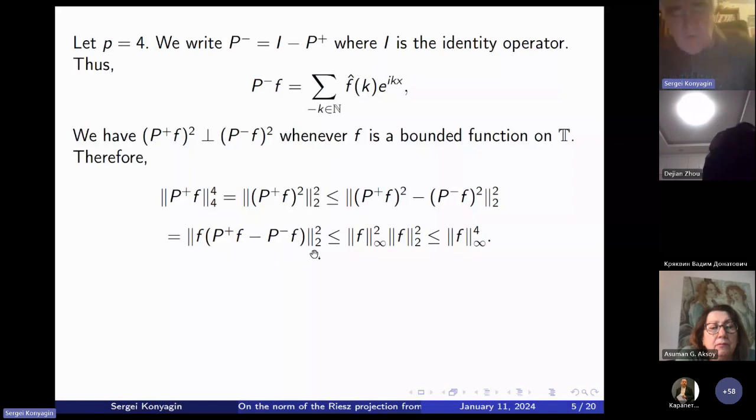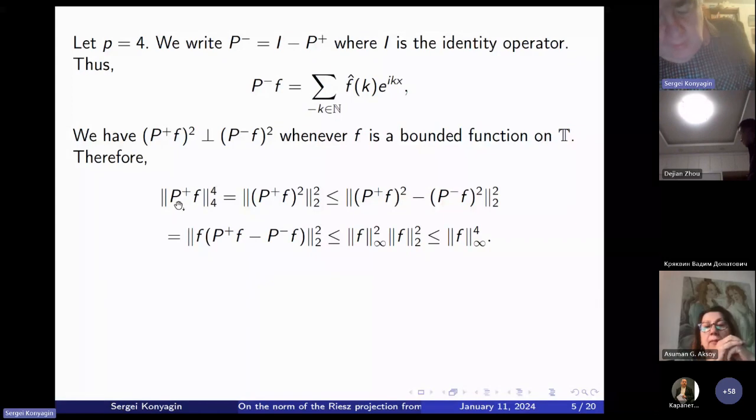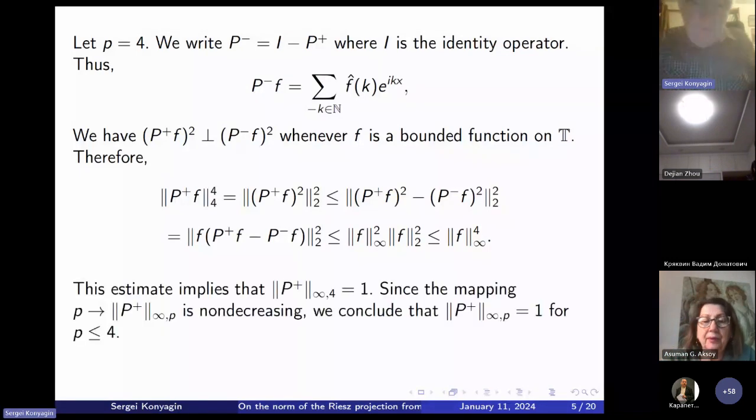Next, we use that the L2 norm of the product is bounded by the infinity norm of the first factor and the L2 norm of the second factor. This is the L infinity norm, and the L2 norm of the second factor can be bounded by the L2 norm of f, and the L2 norm of f can be bounded by the L infinity norm of f, so we have this inequality. If you compare the left-hand side and the right-hand side, you see that the norm of the operator P plus is at most 1, so it is 1.